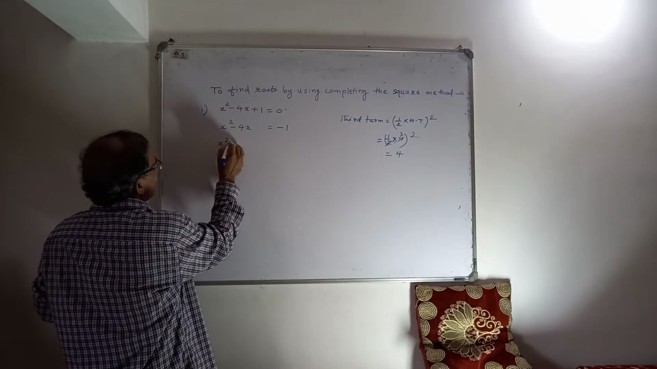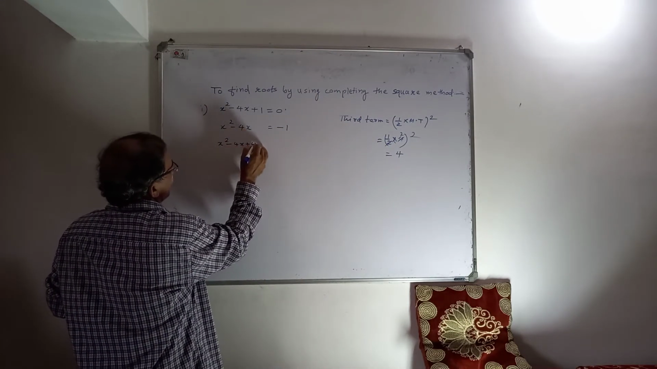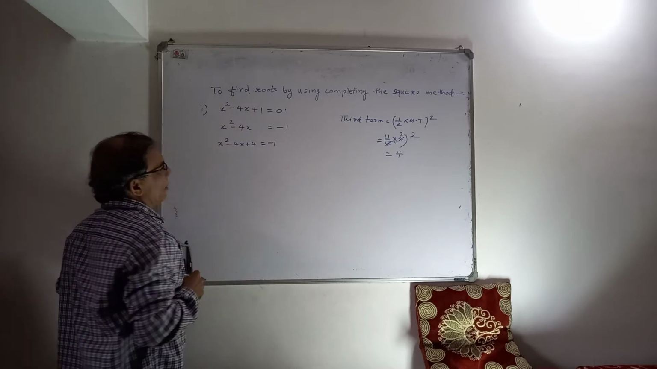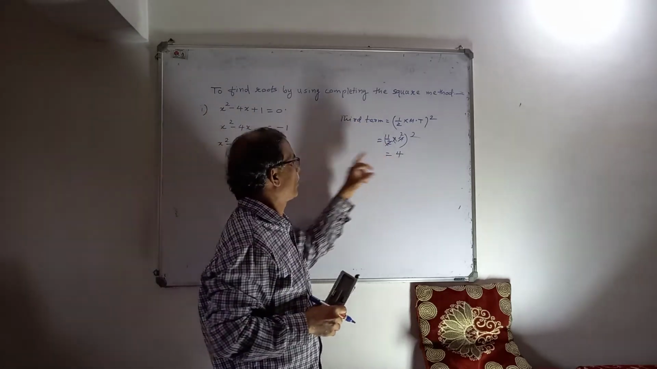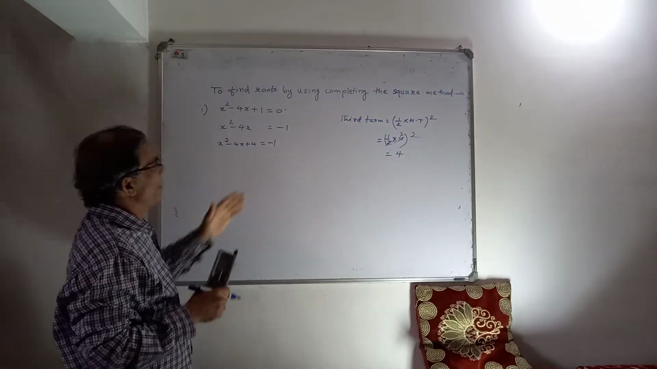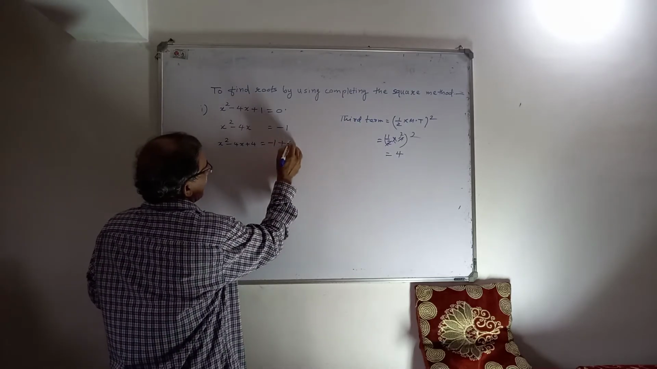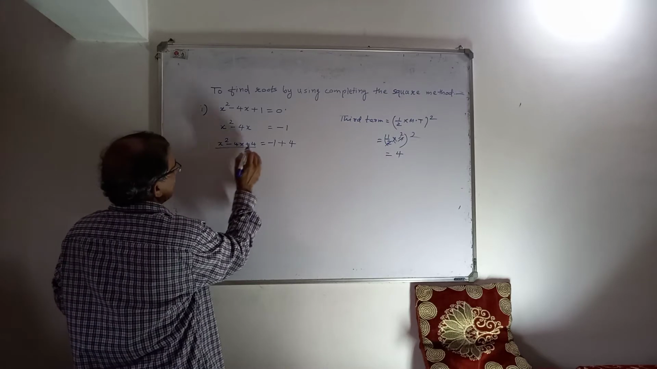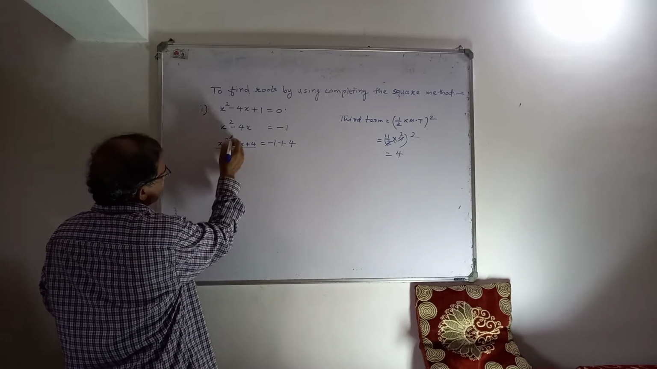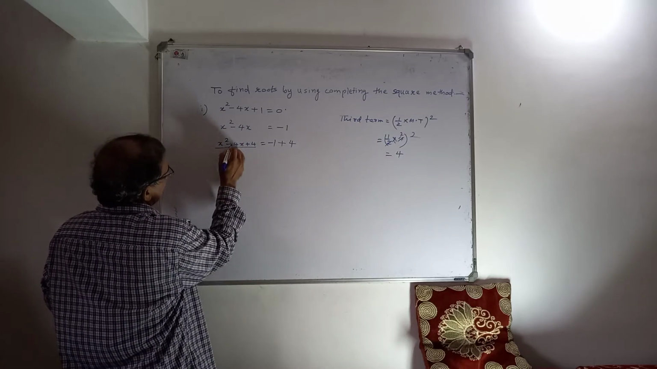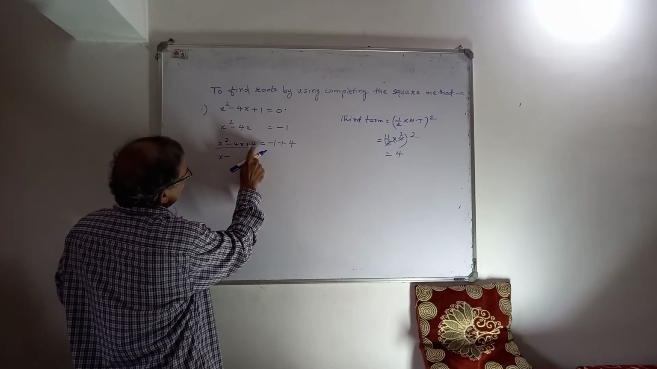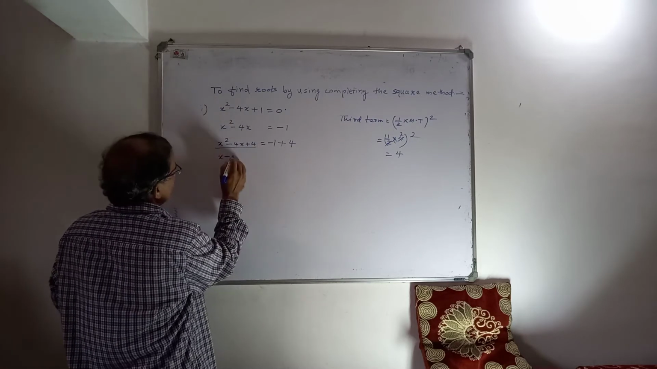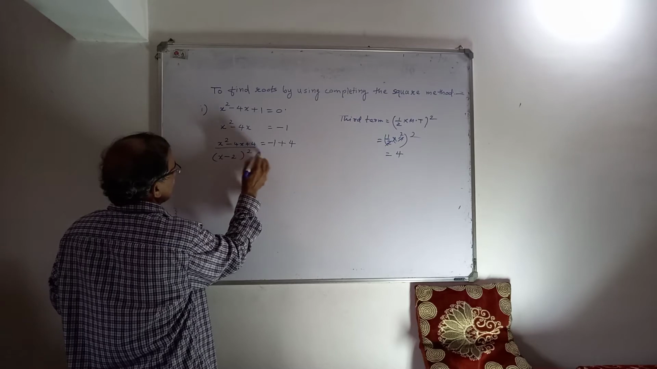So x square minus 4x plus 4 should be equal to minus 1 plus 4. Once you have added this 4 to the left hand side, we have to also add it to the right hand side to maintain the equality. Now this is in the form x whole square. It is the square of whom? x. This minus sign put here. This third term 4 is the square of 2, isn't it? So x minus 2 whole square.